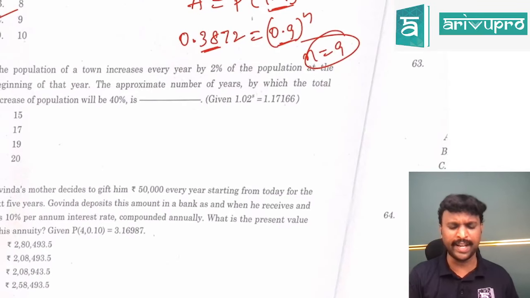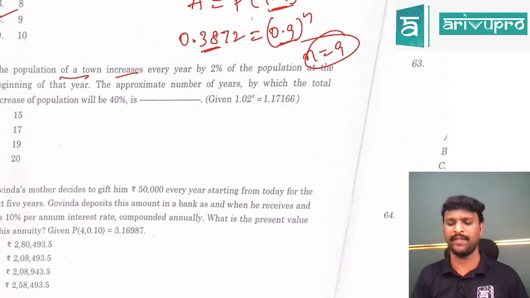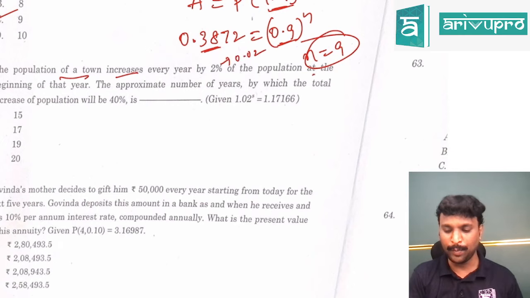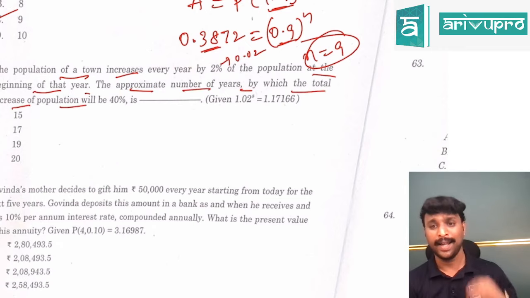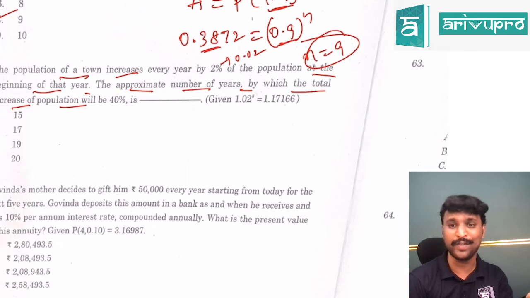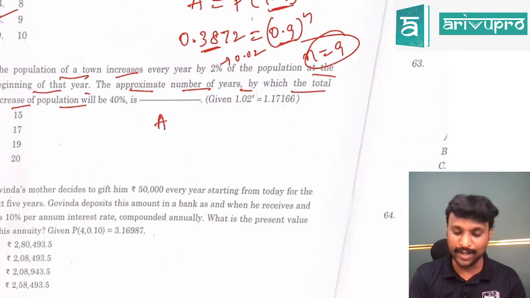Guys, moving on to 59th question. The population of a town increases every year by 2%. So I is what? 0.02. The approximate number of years by which the total increase in the population will be 40%. Guys, initial population, if it is 100%, increase is 40%, total population will be what? 140%. So amount is 140% of P.